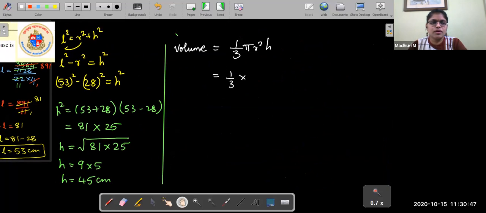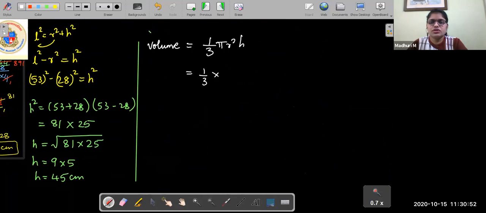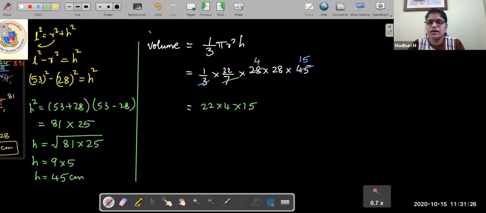Pi is 22 by 7, right, students? What is r? R is 28. But since it is r squared, we are going to multiply it twice. And height is 45. That would be the volume. We are going to simplify now. 3 times 1 and 3 times 1 is 3. 3 times 5 is 15. Like that, we can cross out the 7 as well. 4 times 7 is 28. So we are left with 22 times 4 times 15 times 28.